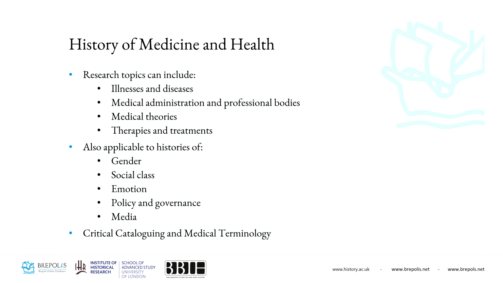Medical history is an extremely broad and expansive area of study. Before starting your search in BBIH, it is important to decide which area of medical history you want to research. Through BBIH, you can research illnesses and diseases, medical administration and professional bodies, medical theories, therapies and treatments, and more. You can also research notable people or places in the history of medicine. Medical history also intersects with other areas of history, including gender, social class, emotion, policy and governance, and media.